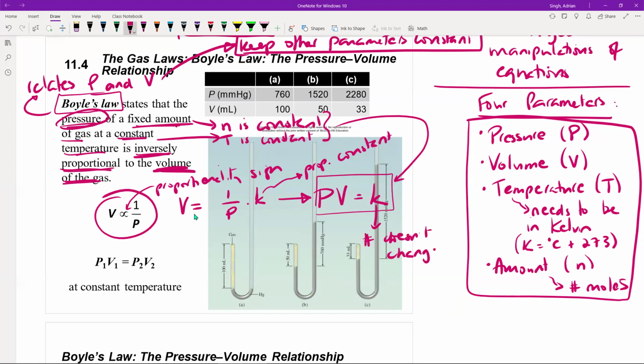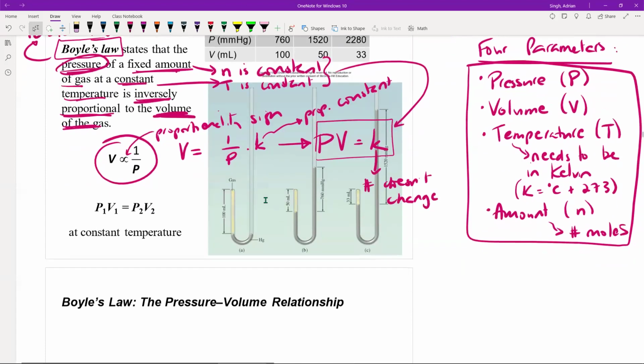Now, that's the way that we express that relationship mathematically. How it is more useful to us is if we relate initial conditions, so starting conditions, to the final conditions, or ending conditions.